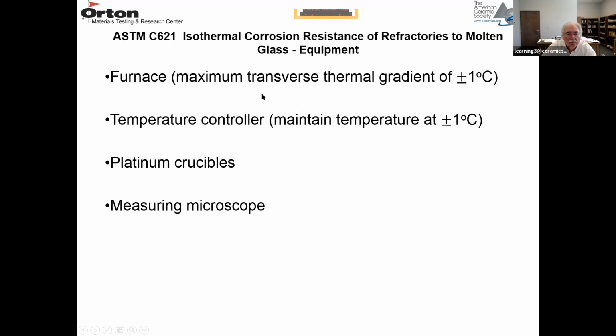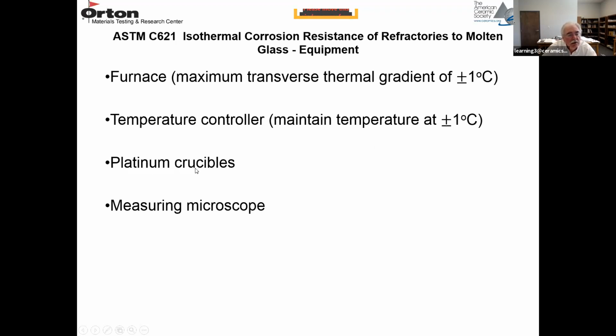So you need a furnace with a small thermal gradient. These are small samples and small crucibles, so you don't want a gradient in your furnace. You need a temperature controller that can maintain the temperature of the furnace fairly accurately.